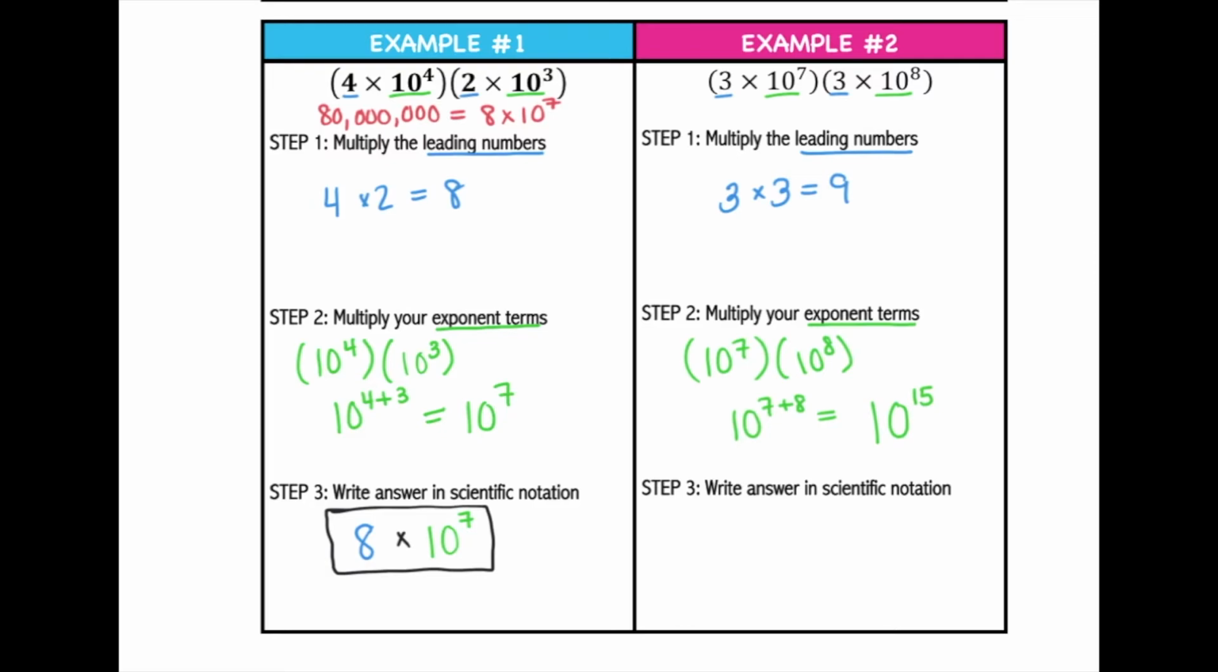And then for your last step, you'll take that leading term that you got from step 1 times your new exponent term, which you calculated in step 2, and that is your answer. So when we multiply 3 times 10 to the 7th power times 3 times 10 to the 8th power, we get 9 times 10 to the 15th power.